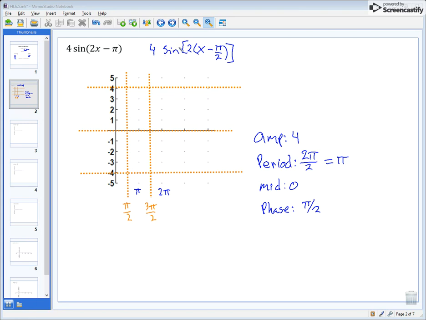Now we can draw in our sine function. So remember, our sine function starts on the midline, goes to the top, back to the midline, all the way to the bottom, and then back to the midline. So I like to just put my dots up here. I have this dot, goes all the way to the top, comes back down, all the way to the bottom, comes back up. And there's the graph for this function.